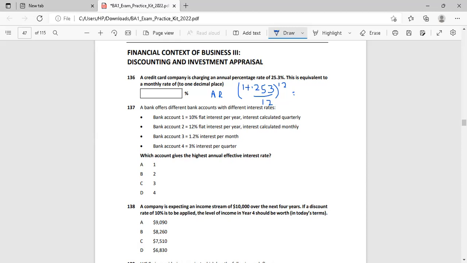Question number 137: a bank offers different bank accounts with different interest rates. Bank account 1 has a 10% flat interest rate per year, with interest calculated quarterly. Bank account 2 has a 12% flat interest rate per year, with interest calculated monthly. Account 3 is 1.2% interest per month. Account 4 is 3% interest per quarter. Which account gives the highest annual effective interest rate? Interest is calculated quarterly, monthly, per month, per quarter.